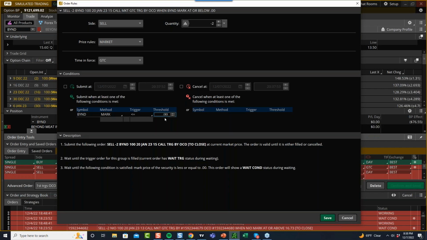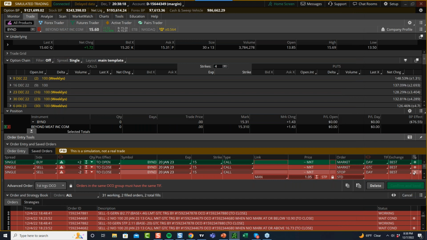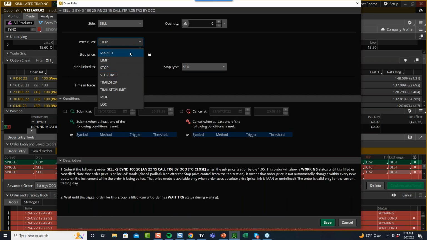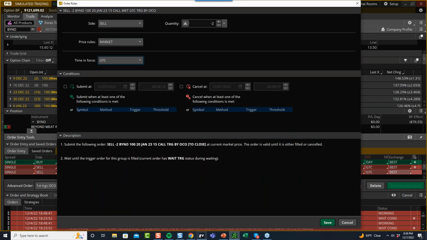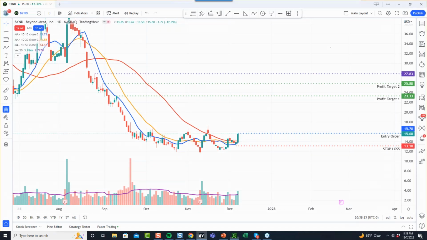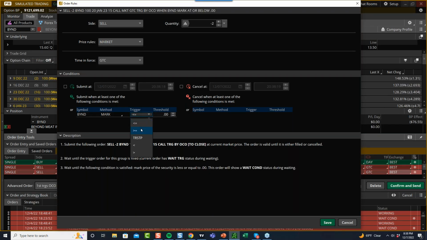So I'm going to put my stop loss in, $13.10. I'm going to now put in a profit target. I'm going to put in the target that we have on the board, $23.33. So greater or equal to $23.33. Now this ticket's going to look a little different.